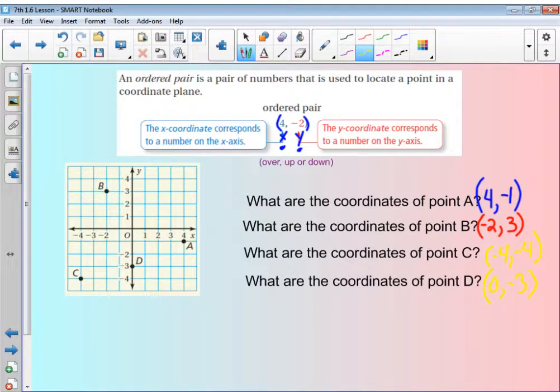Okay, key thing is when you're checking your answers, make sure that you're not flip-flopping, because that is the most commonly made mistake. Kids will flip their 2 numbers around. Remember, it's always over, then up or down. And if you flip those around, it changes the coordinate or the point as to where it would be.